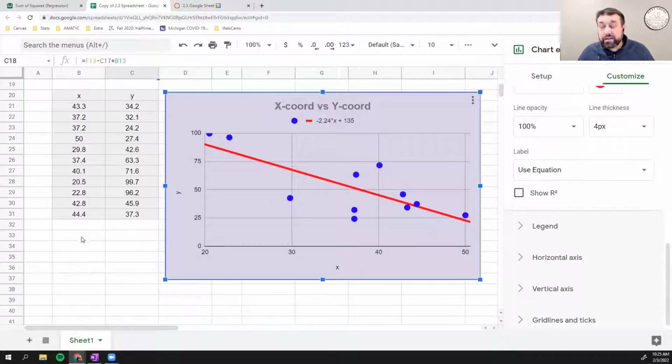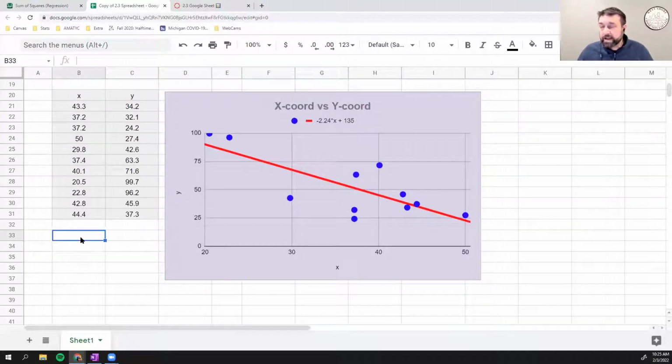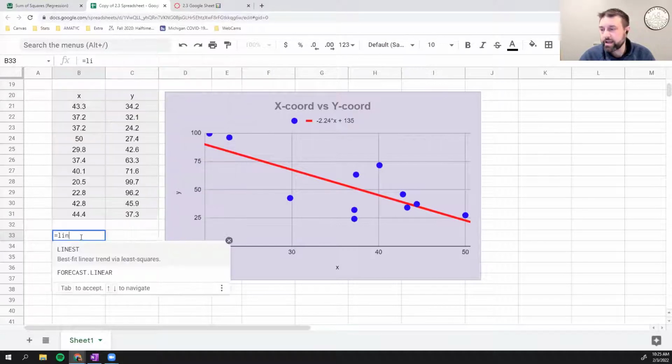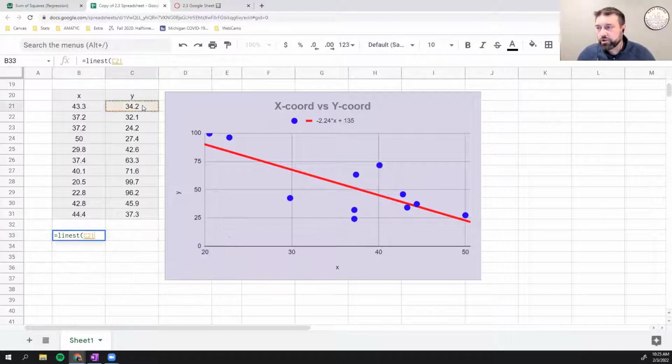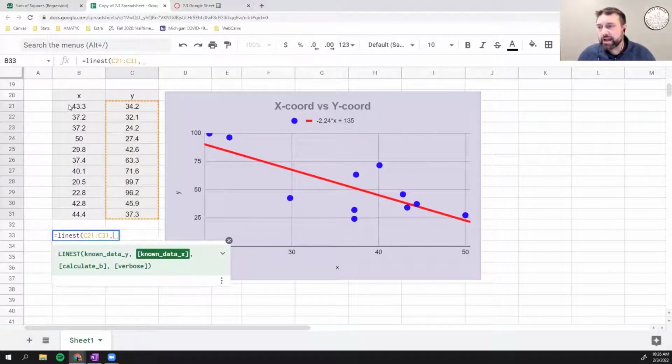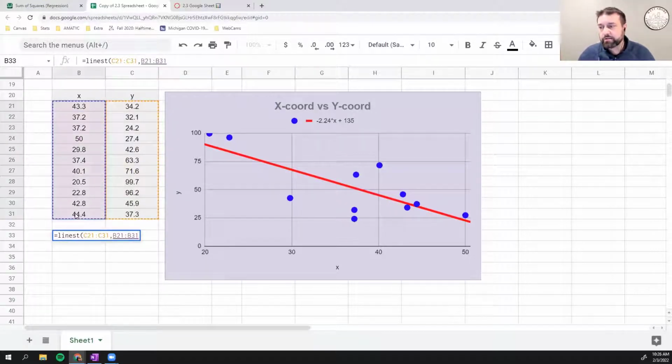And this equation is in the notes for class. If you go to chapter 2 and look at the Google Sheets, here's the equation. You type equals LINEST, and then you do a parenthesis. Then you enter your Y data first, highlight your Y data, a comma, and then highlight your X data, and then put in an end parenthesis.